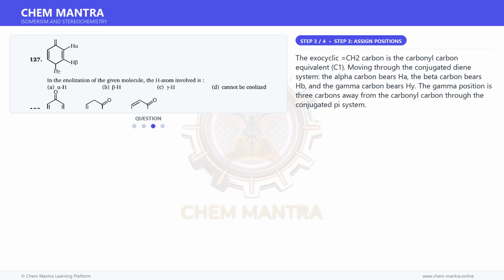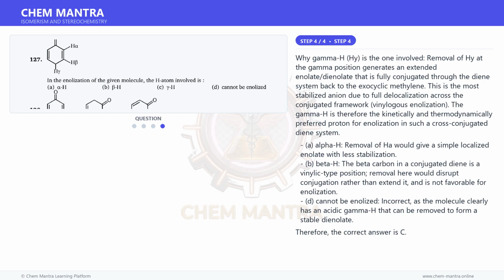Moving on to the next step. The exocyclic =CH2 carbon is the carbonyl carbon equivalent, C1. Moving through the conjugated diene system, the alpha carbon bears Hα, the beta carbon bears Hβ, and the gamma carbon bears Hγ. The gamma position is 3 carbons away from the carbonyl carbon through the conjugated pi system. And for the final step, the gamma H, Hγ, is the one involved.